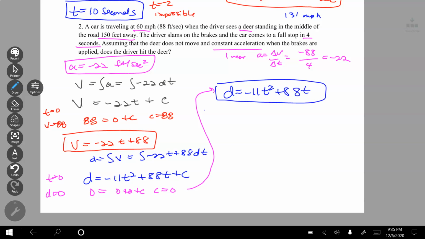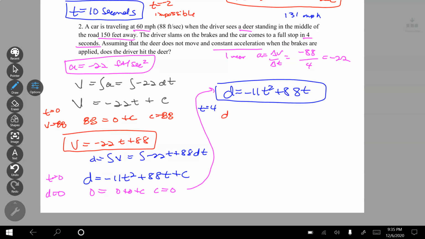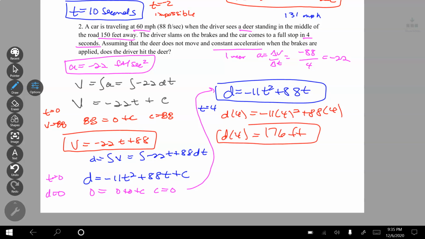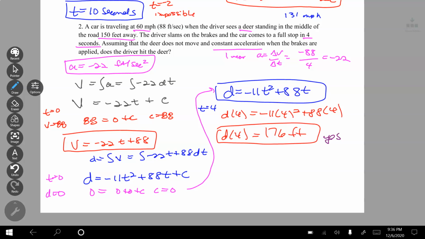But I know I have it at t equals 4. So my distance at 4 seconds is going to be negative 11 times 4 squared plus 88 times 4. My distance at 4 is going to be 176 feet. Well, yes, I'm going to hit the deer, so I'm going to have some roadkill, or I get to bring home some venison for dinner.